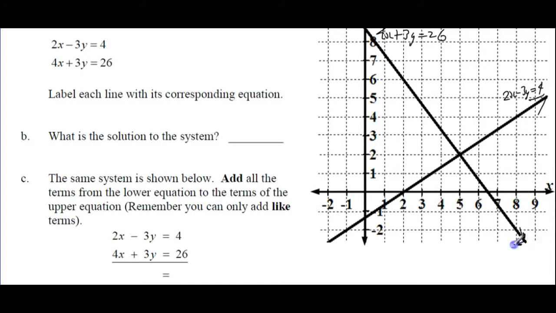And just adding some arrows, which we can't easily draw on these lines. What is the solution of the system? Well, it's the point of intersection, which is 5, 2.